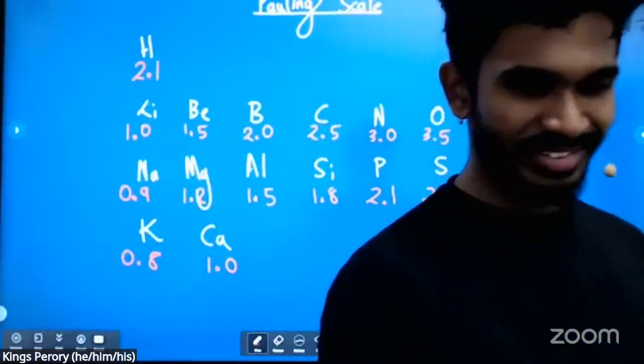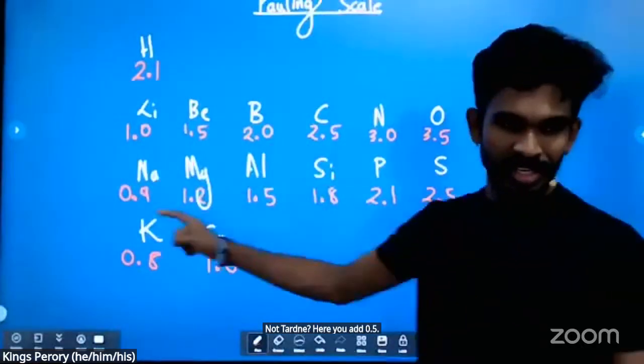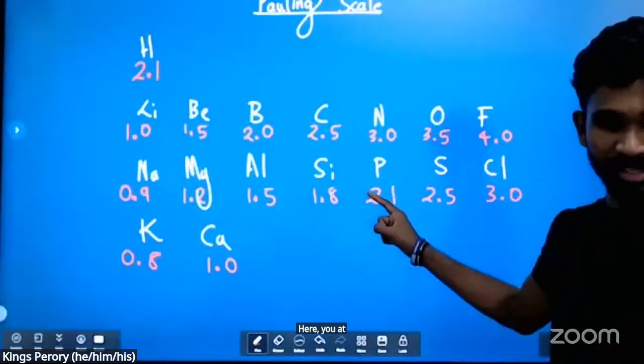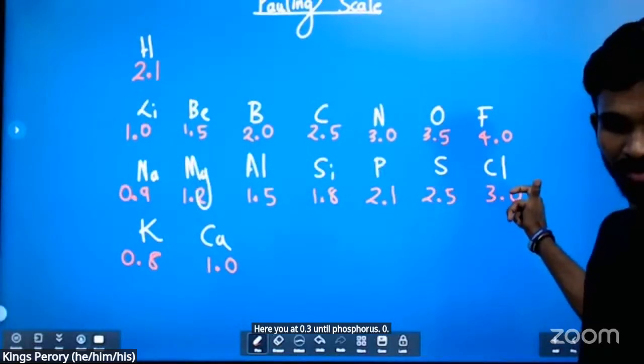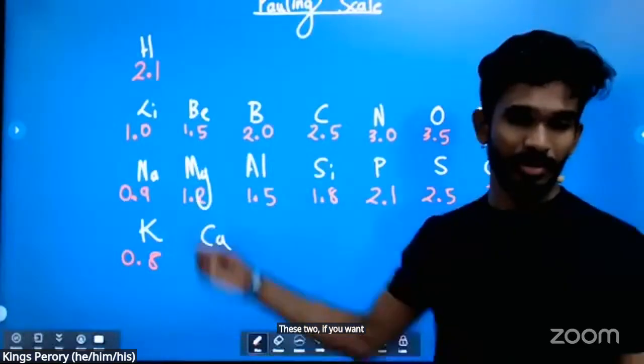Not hard, right? Here you add 0.5. Here you add 0.3 until phosphorus. 0.4, 0.5. These two, if you want, you memorize separately.